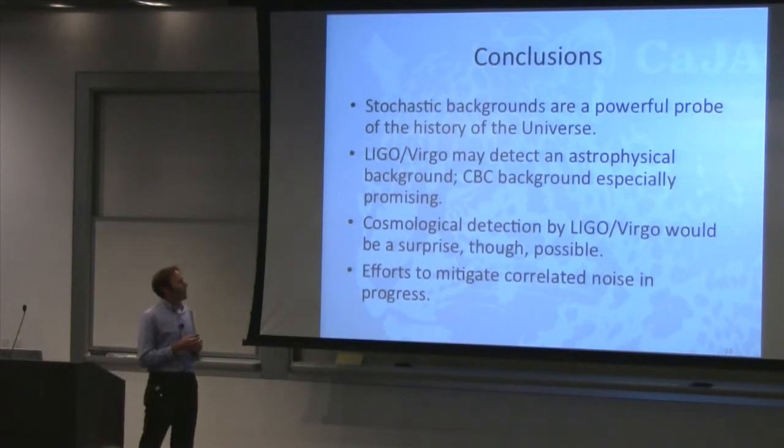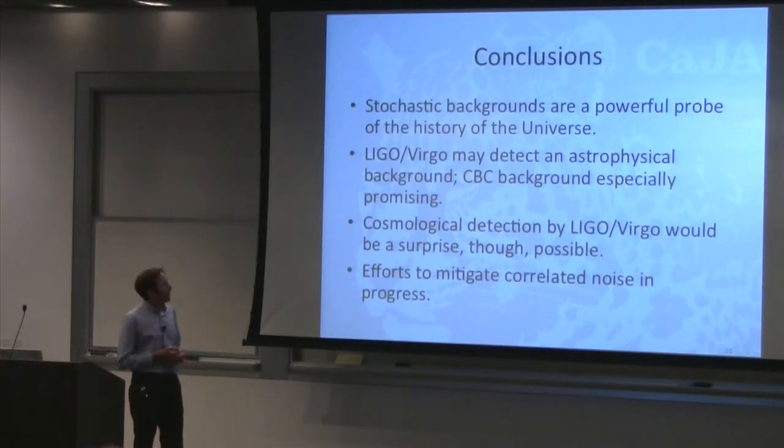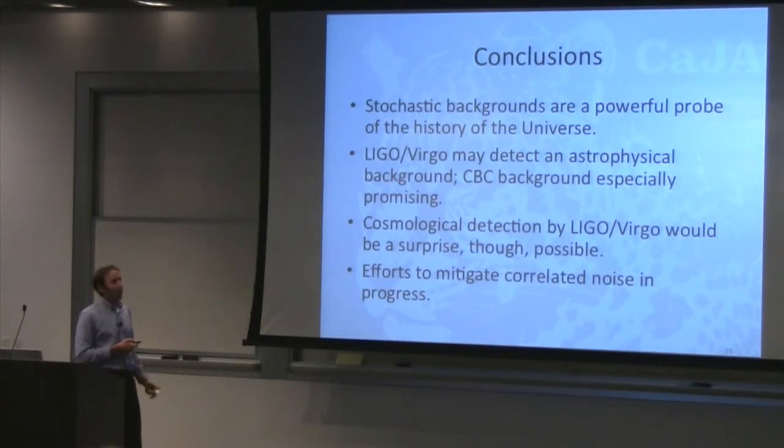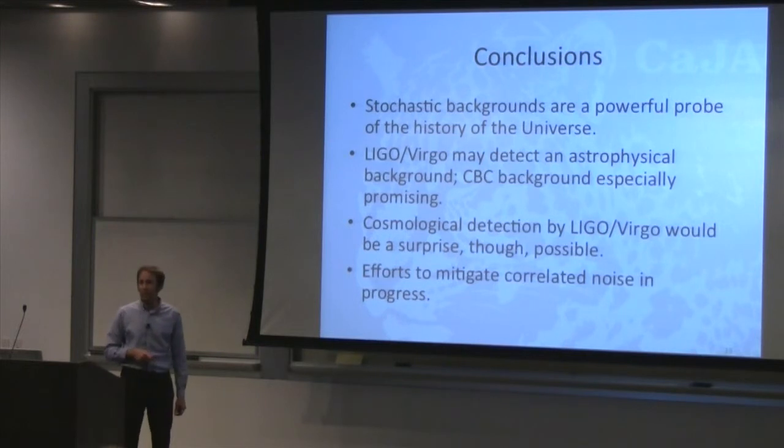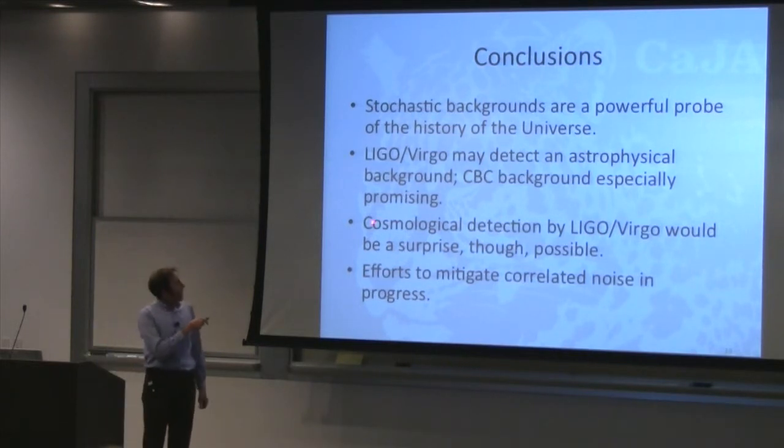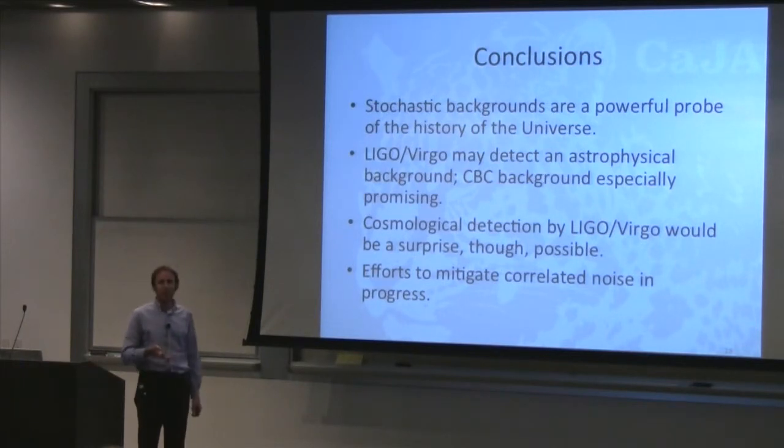The stochastic background and measurements of the stochastic background by LIGO are a powerful probe of the history of the universe. And LIGO and Virgo may be able to detect an astrophysical background, for example, from compact binary coalescences. And the binary neutron star case is especially promising. Frankly, a cosmological detection by LIGO and Virgo would be a little bit of a surprise, given the energetic arguments. Although not impossible, there are ways around it, and it would be very exciting to see such a signal.